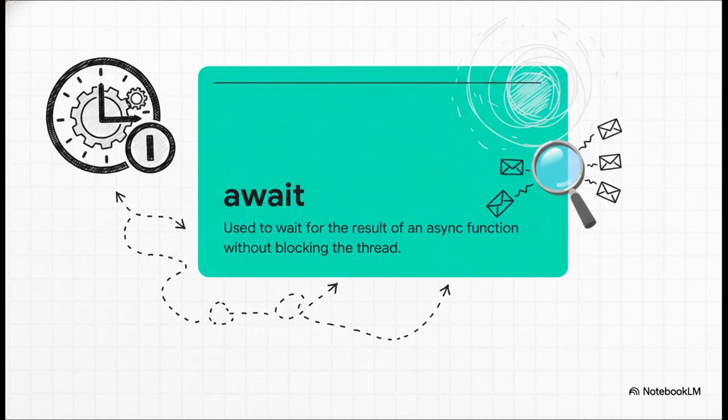And this is its partner in crime, await. You stick await in front of any call to an async function, and that's the exact spot where your code hits the pause button. It basically says, okay, I'm going to chill right here until I get a value back from this async call. Once I have it, I'll pick up right where I left off.